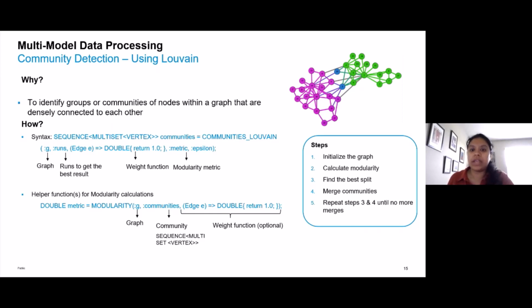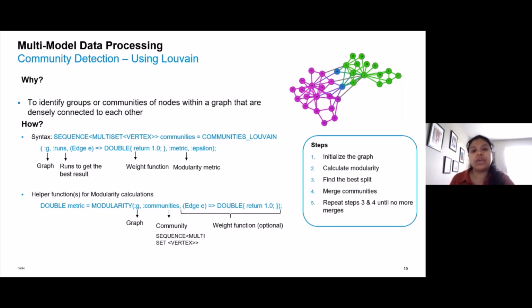So with Louvain, you can uncover hidden communities or clusters within complex networks. This algorithm uses an iterative process to optimize the modularity of the network, effectively identifying groups of nodes that are densely connected internally and loosely connected to other groups. So let me explain in simple terms how this algorithm actually works. You can see the steps on the right of my slide.